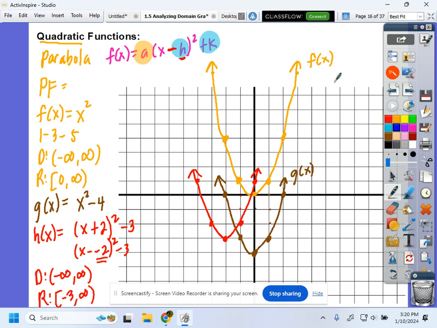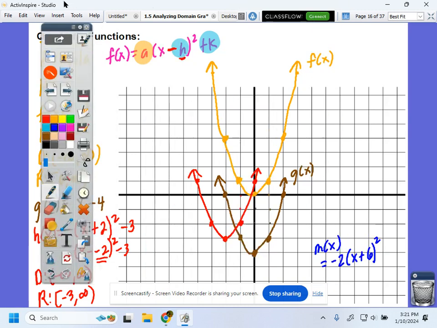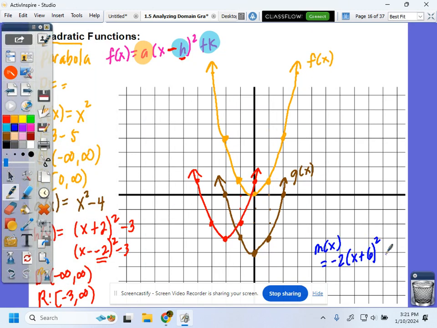If I have here, let's say, another function, m of x. Let's say here it's going to be negative 2 times x plus 6 squared, and this one here, let's say, is plus 4. That means plus 6, I'm going to go to the negative 6. 1, 2, 3, 4, 5, negative 6. This negative 6 plus 4: 1, 2, 3, 4. That's my vertex.